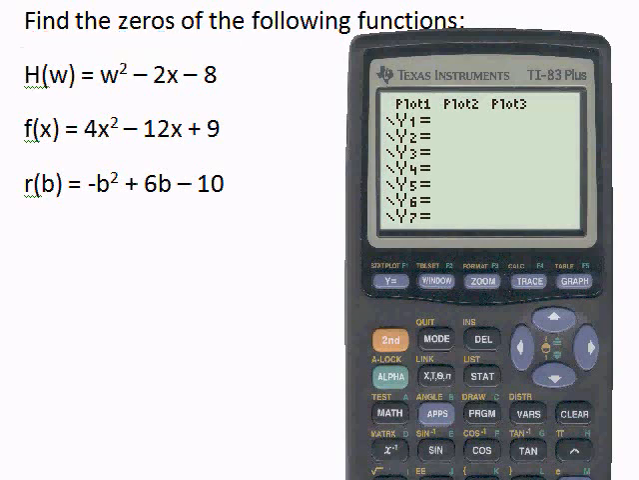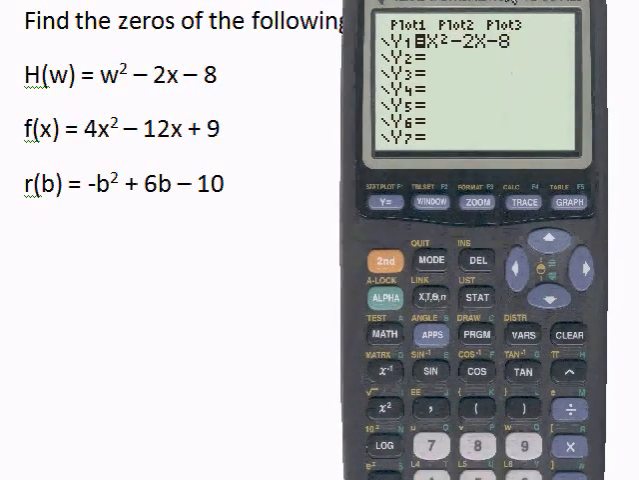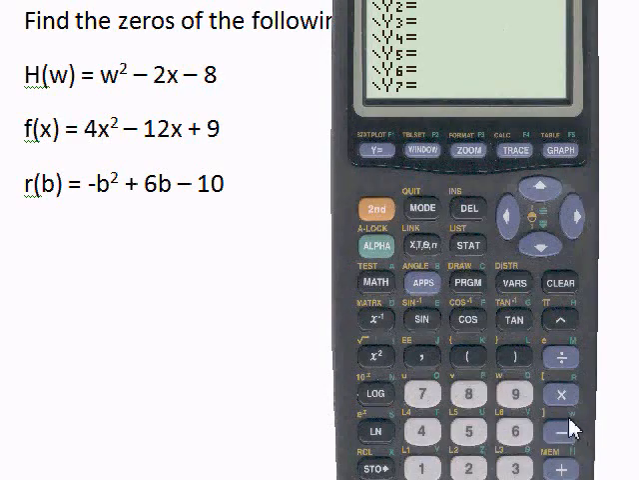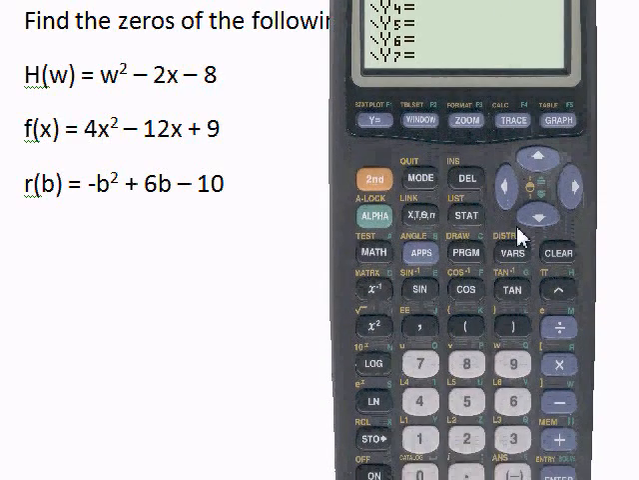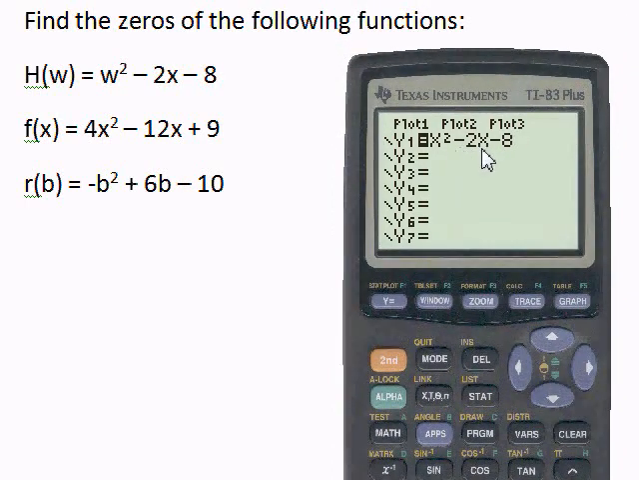Alright, so we go to our calculator, we go to y1, and we're going to type in x squared minus 2x minus 8. Let me point out that we're using the subtraction button right here, not the negative button. The negative means we're adding a negative number or multiplying by a negative number. We're not; we're just subtracting 8 and subtracting the 2x, so we use the minus button. Now press enter, and for your y2 you're going to put 0.